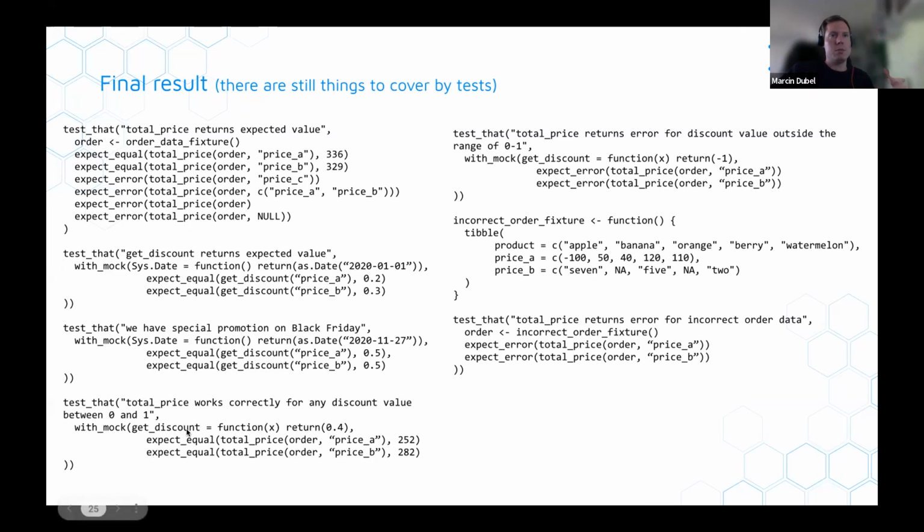Also, if something is broken in the get discount, we should get notified that something is wrong in the test for the get discount function, but total price should still be working the same as it is because nothing was modified. Everything works perfectly in the total price function. So we can mock our get discount to always return the same value. And when we know what will be the result of the get discount, we won't be surprised and we can actually check the logic of the expect equal.